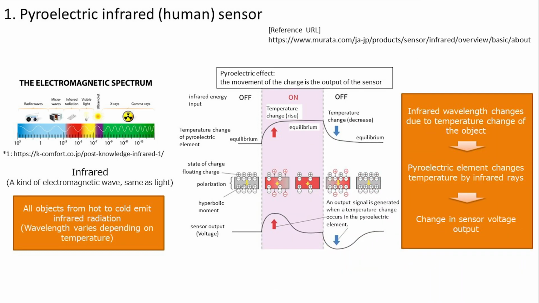Move on. Although it is a motion sensor, it seems to detect changes in the infrared rays emitted by objects and react to moving objects. All things seem to emit infrared rays, but the wavelength varies depending on the temperature. It seems to be a sensor that uses the principle that when the wavelength of the infrared rays changes, the temperature of the pyroelectric element changes, and the output voltage of the sensor changes.